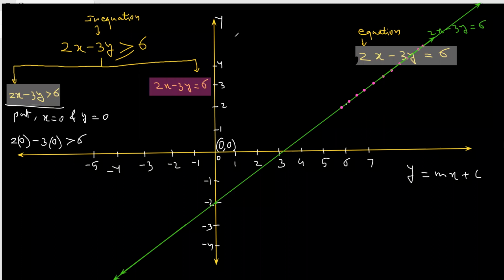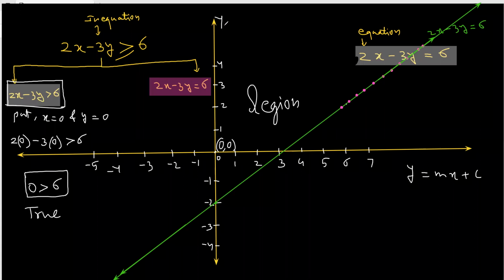So what do I have? 2 into 0 is 0, 3 into 0 is 0, 0 minus 0 is 0, 0 greater than 6. Now tell me, is this true? No, this is not true. What does it mean? It means that this point 0, 0, the origin, the coordinates of origin are not satisfying this inequation. It means the region in which the origin lies is not represented by this inequation.